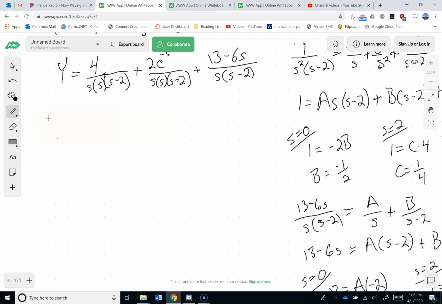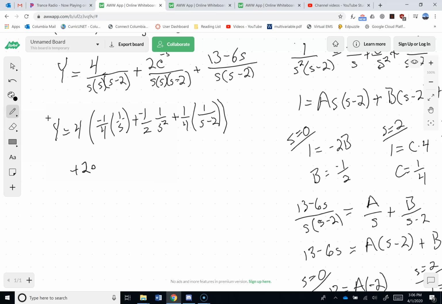Okay, so let's try this. Let's go y is 4. I'm just going to have to write this on a couple lines because I can't see everything I need. Okay, so A was minus a quarter, right? Mm-hmm. And that was the thing on 1 over s. Plus, B was minus 1 half, and that was the thing on 1 over s squared. Plus, C was a quarter, and C was the thing on 1 over s minus 2. Okay, so that's my first term.